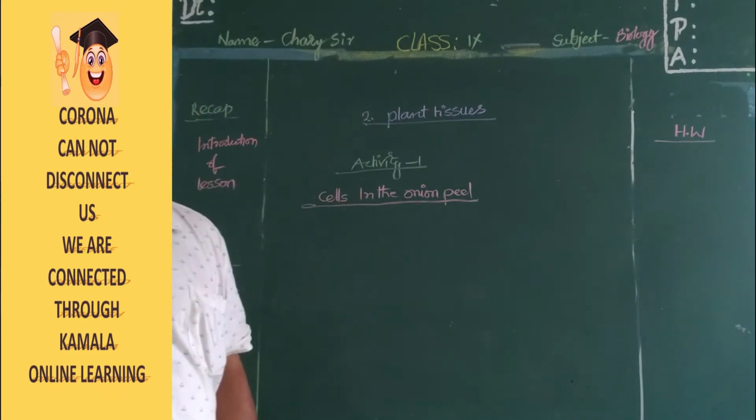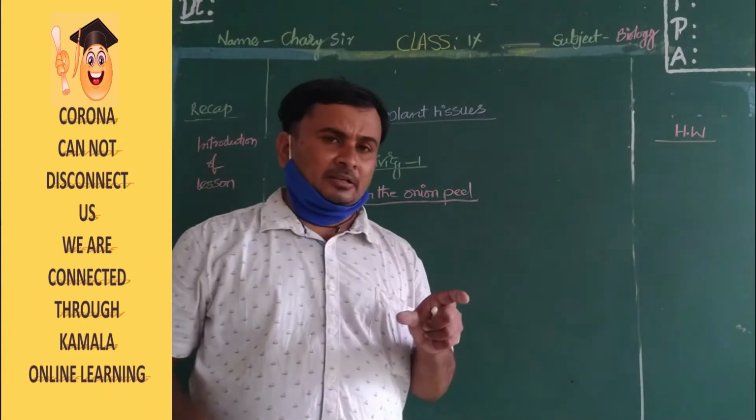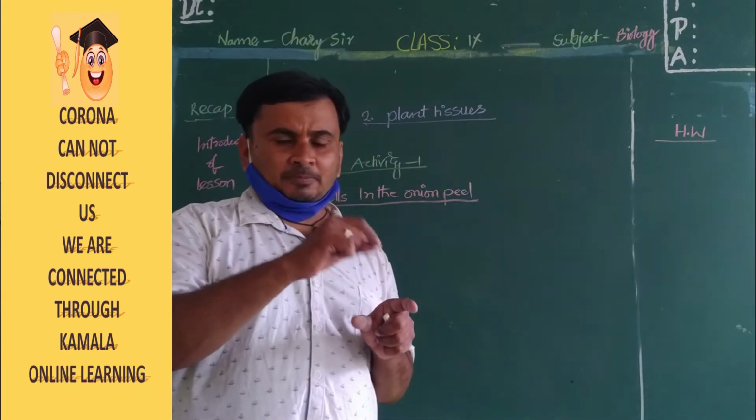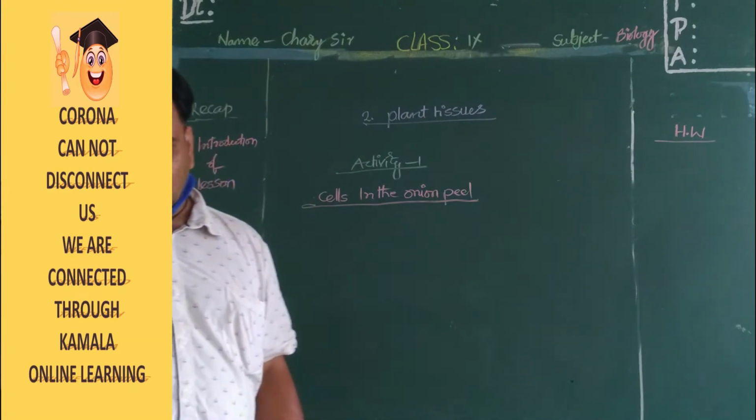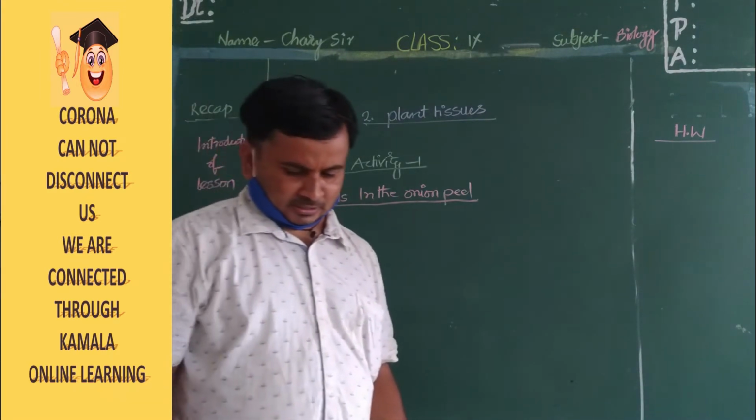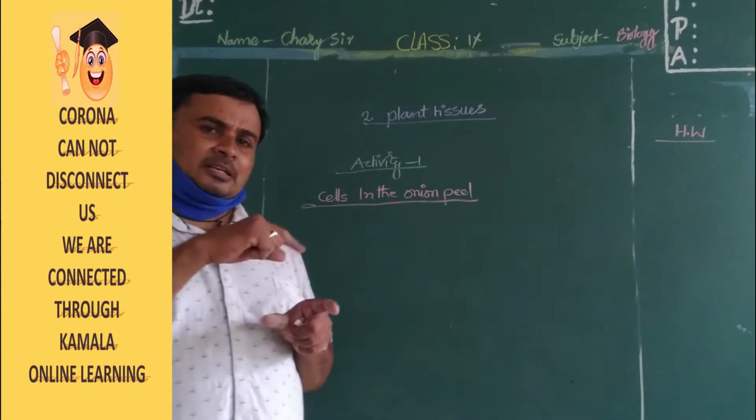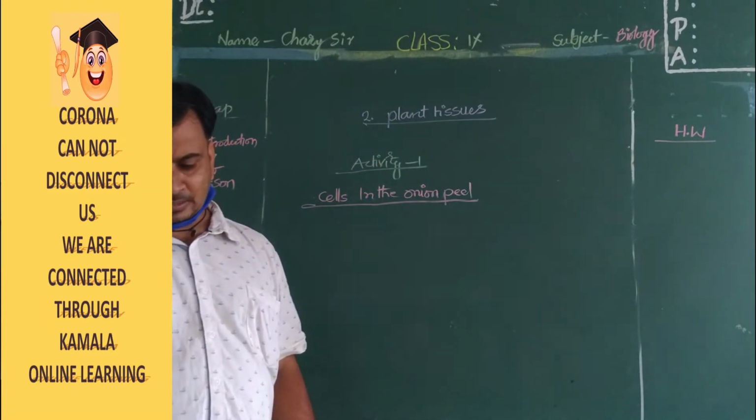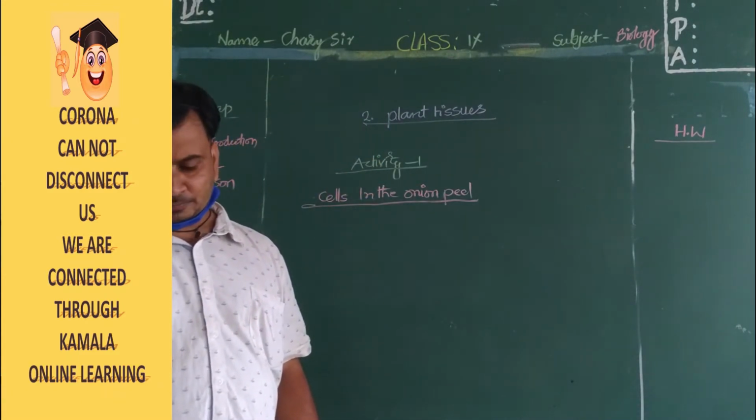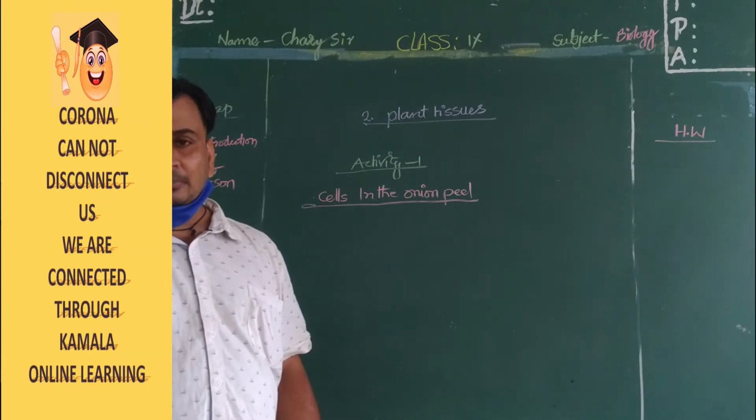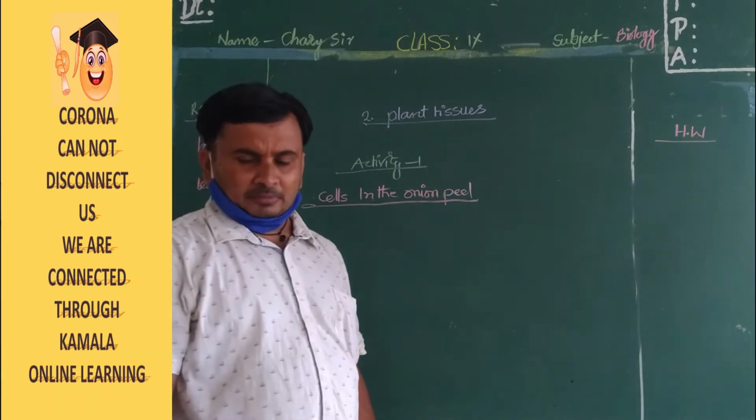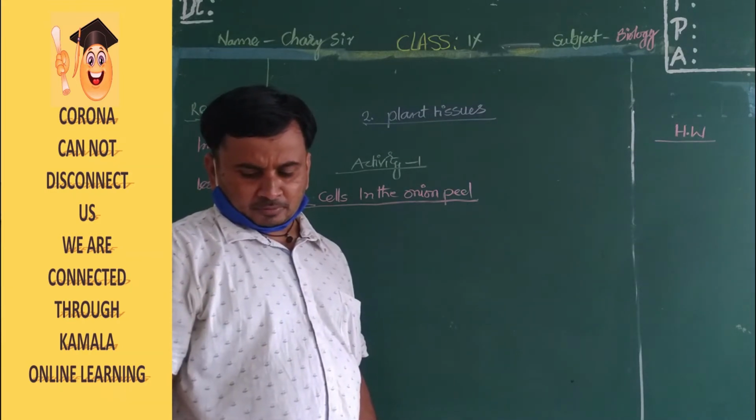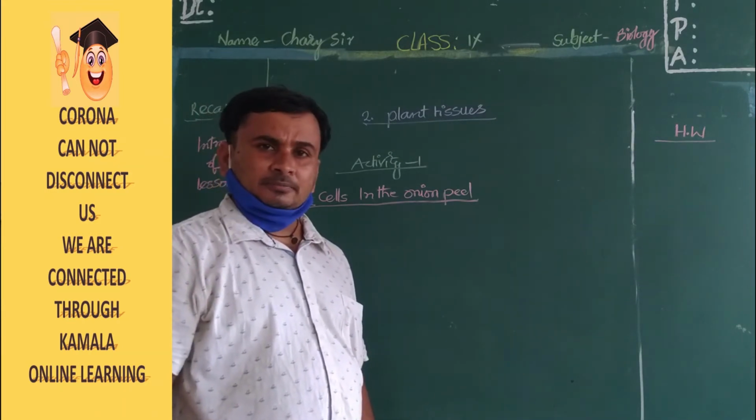Now place it on the slide. Take one slide and put the onion peel on it. Put a drop of water and then a drop of glycerin on it. Gently cover it with a cover slip and observe it under the microscope. Draw and label the diagram of what you have observed under the microscope. Compare your diagram with figure number 1 to find out the labeling parts.